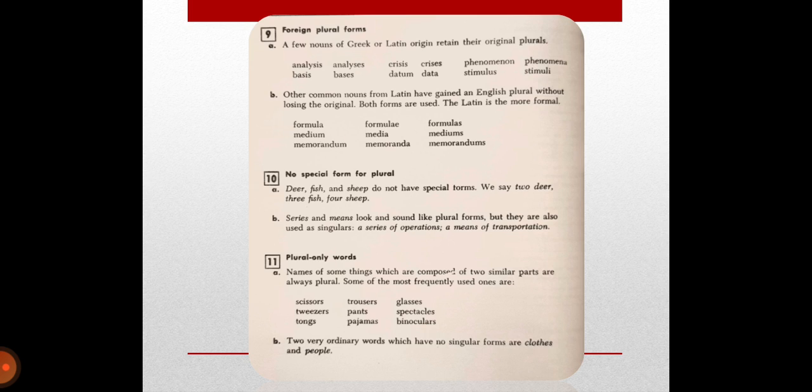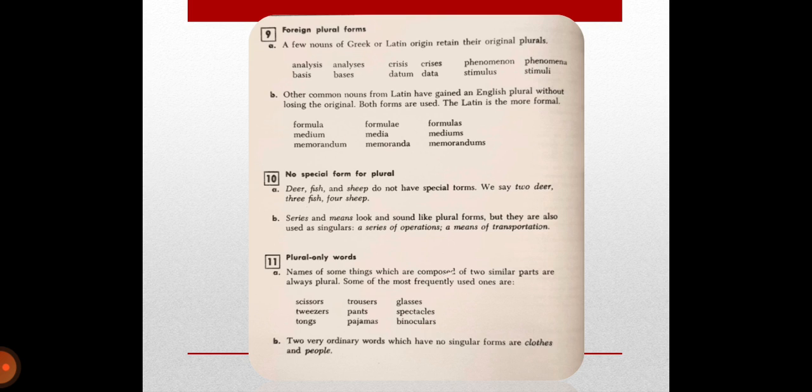As well, we have words that do not have a special form of plural, such as deer, fish, and sheep. We cannot make a plural form out of these words. So when we talk about them, we can say 2 deer, 3 fish, 4 sheep. We need to mention the quantity. As for the words series and means, they look and sound like plural forms, but they are also used as singulars. So we can say a series of operations, and we can say a means of transportation.